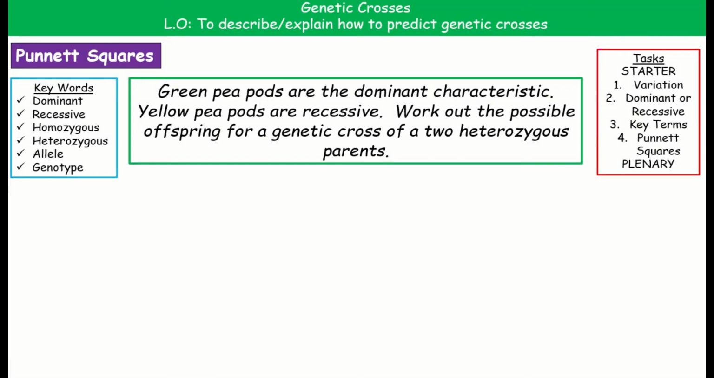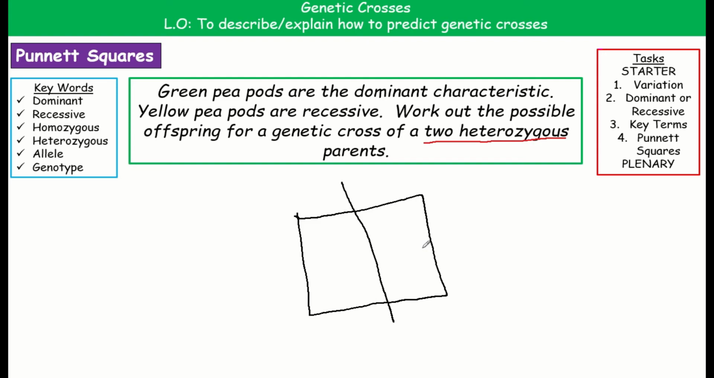Okay, so let's have a look at this second question then. Green pea pods are the dominant characteristic, yellow pea pods are recessive. So same as before. Work out the possible offspring for a genetic cross of 2 heterozygous parents. So what we're going to start off with is our Punnett square once more. You never know, one time I might draw these and they might look a little bit more level. So we're going to have the mother at the top and the father to the side.